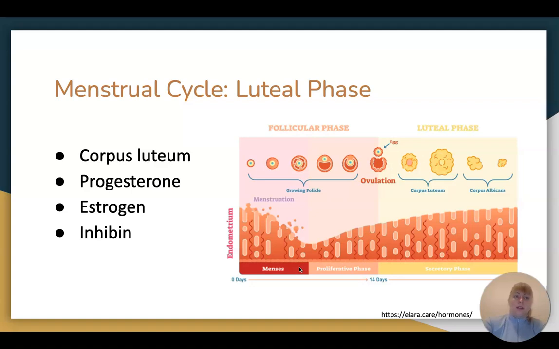When the corpus luteum degenerates and hormone production decreases, the blood vessels in the surface layer of the endometrium contract. And without oxygen and nutrients, the surface cells will die. And then about 2 days after the corpus luteum ceases to function, or 14 days after ovulation, the endometrium begins to slough off its layers and menstruation will begin.